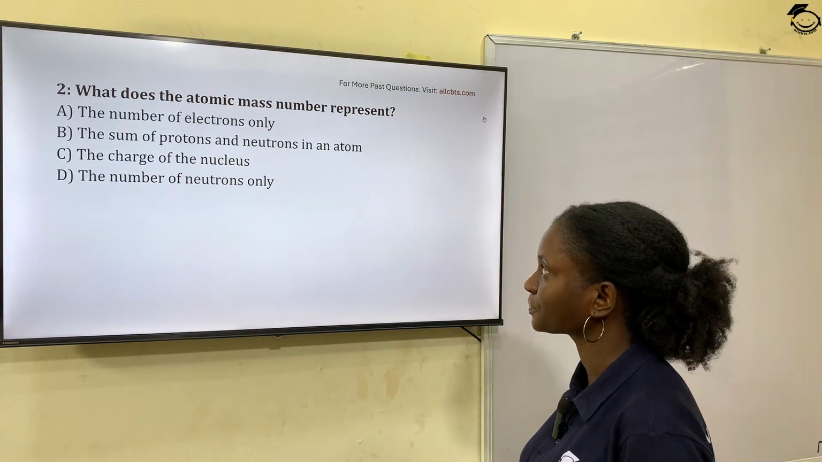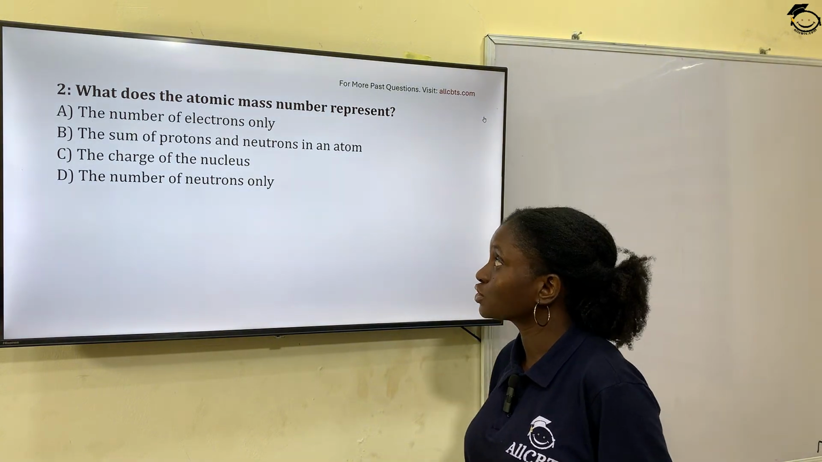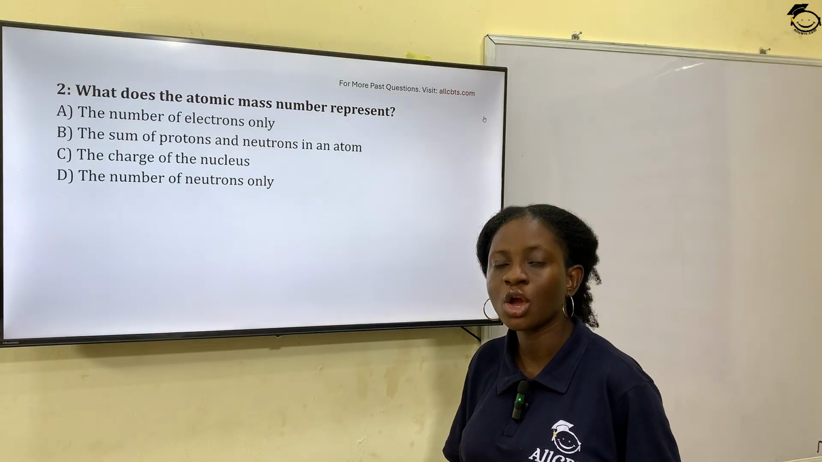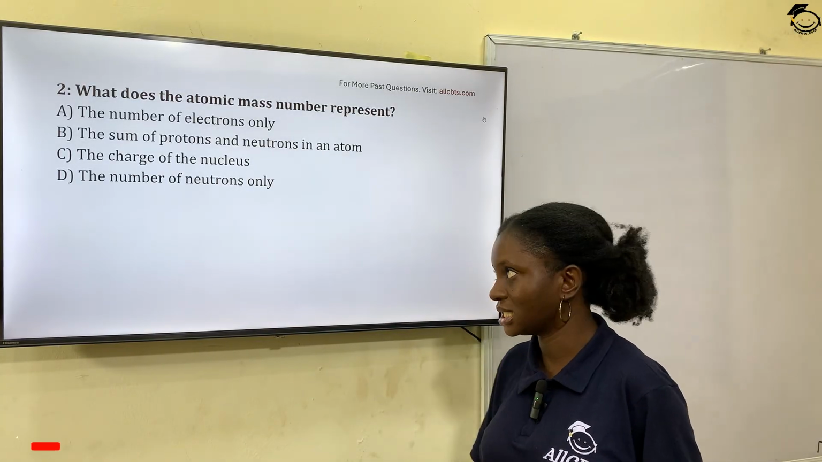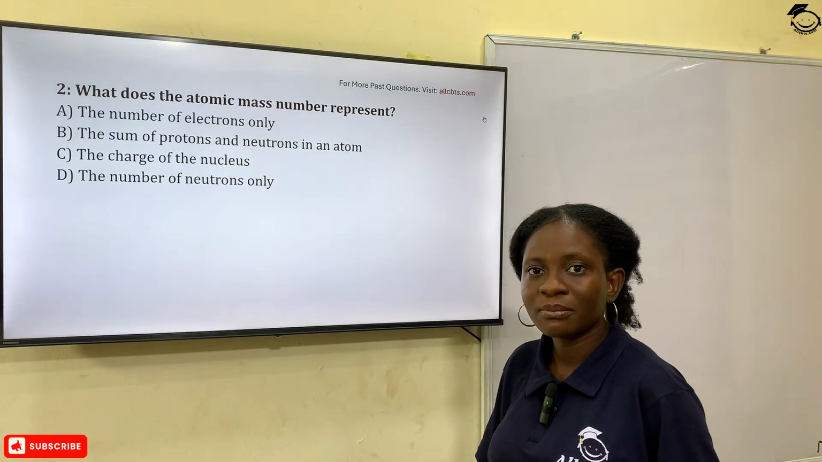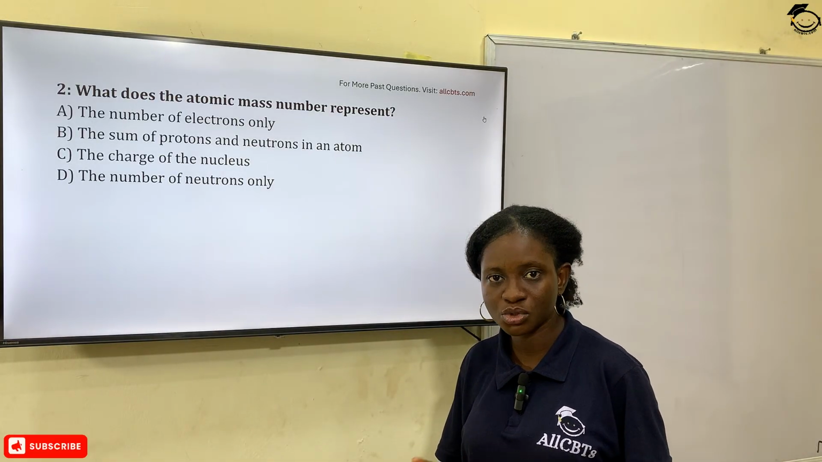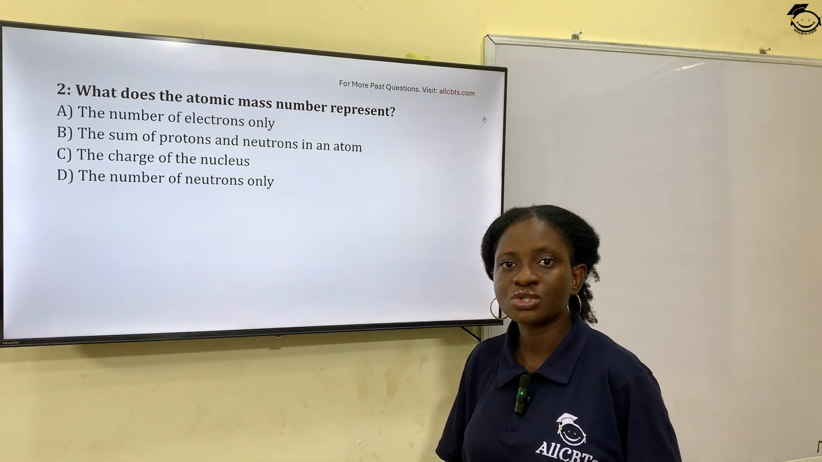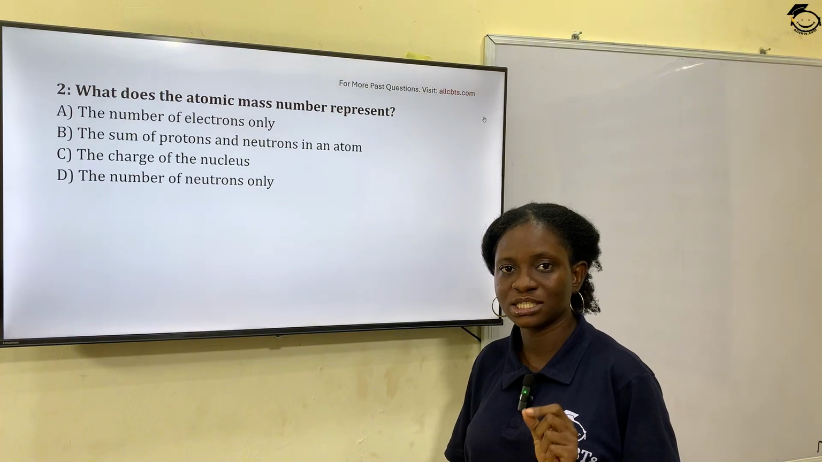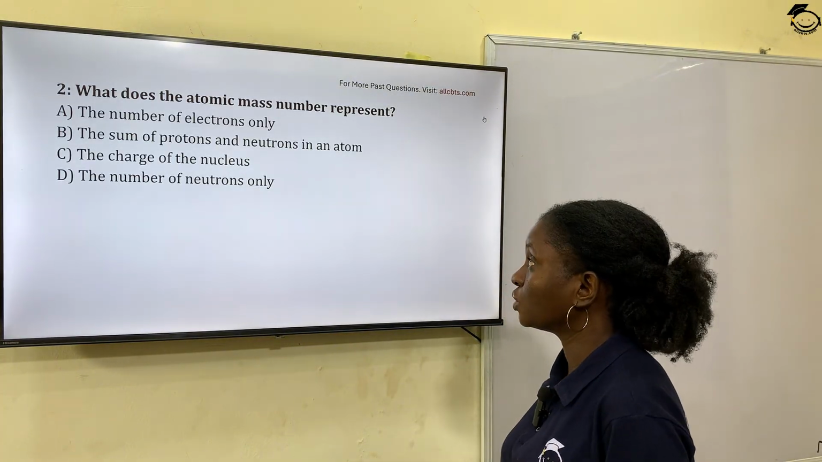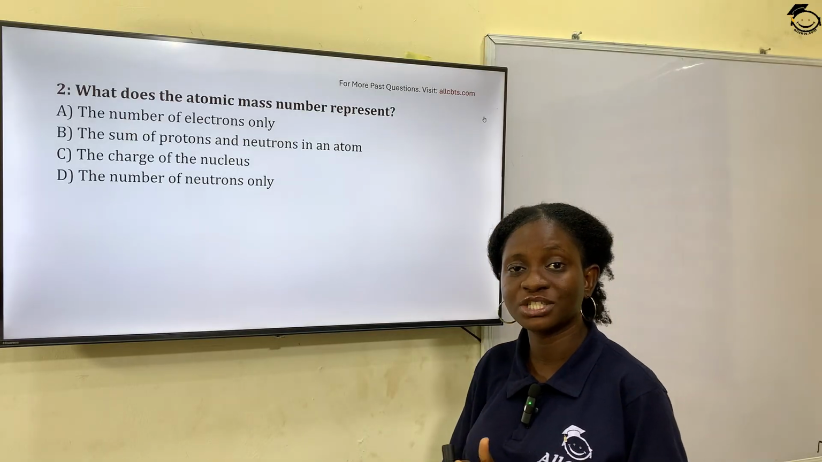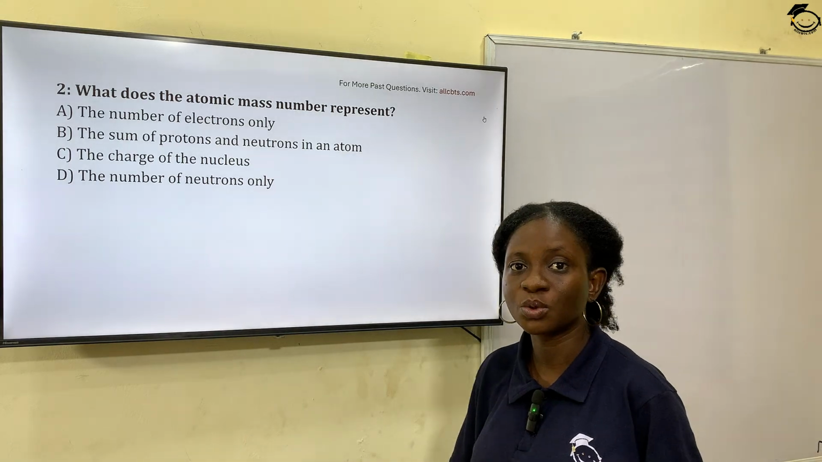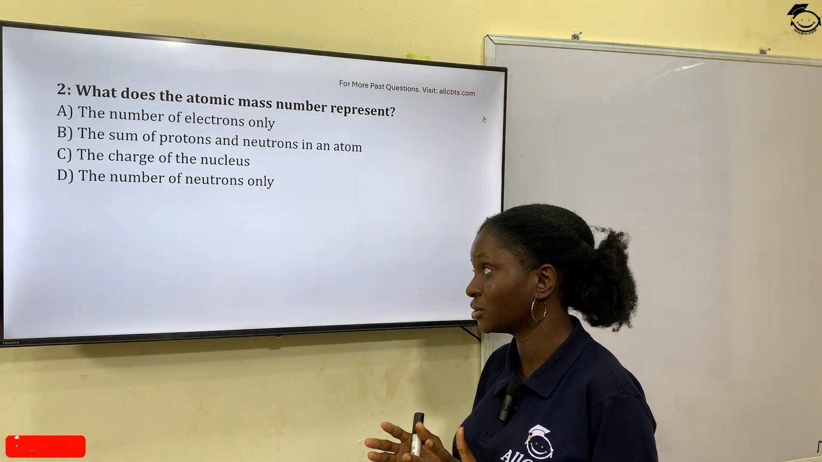Question 2. What does the atomic mass number represent? This question is asking what an atomic mass number is. An atomic mass number is the sum of proton and neutrons in an atom. So proton and neutron are present in the nucleus of an atom. So the sum of the positively charged protons and neutrons in an atom is equal to the atomic mass number.